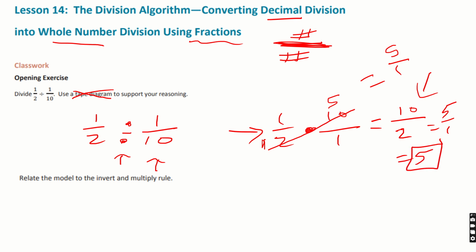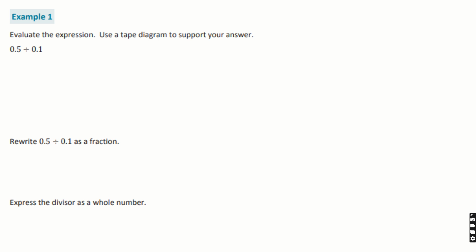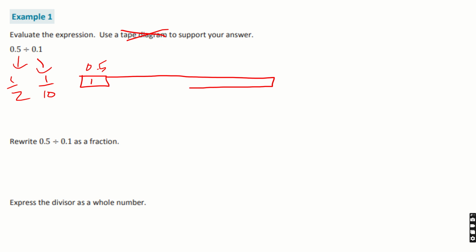Okay, so we're going to use this information going forward for today's lesson. As we evaluate this expression, it says use a tape diagram to support your answer. Like I said, you don't have to unless you want to. In this case, what it's saying is 0.5 divided by 0.1. In other words, this would be 0.5, and that represents 0.1, or if we were to change these into fractions, 0.5 is 1/2, and 0.1 is 1/10, right? So this would mean this is 1 out of 10 things on a tape diagram, just showing a descriptor here.